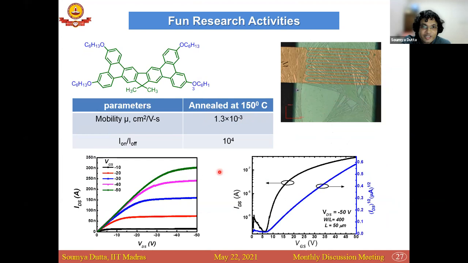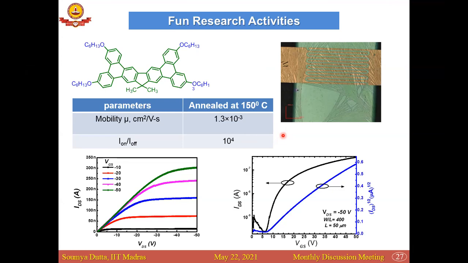I think Ramkrishna made this one. He has done his PhD and left. But that was very fun for us. We do many things like this, in solar cells and various other areas. We try to understand something and do some interesting research. So that's all from my side.